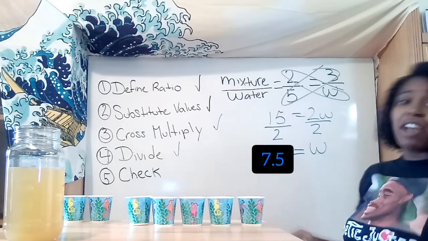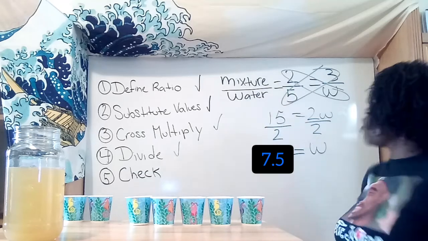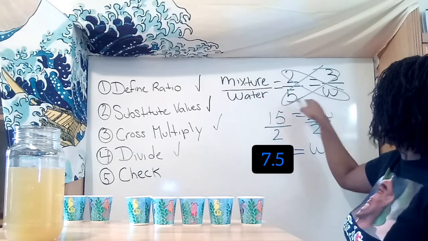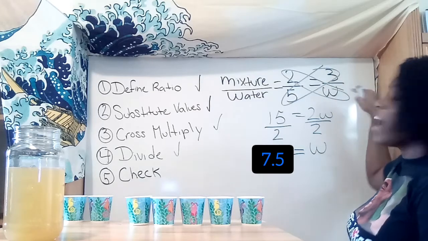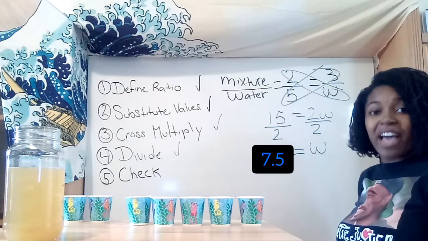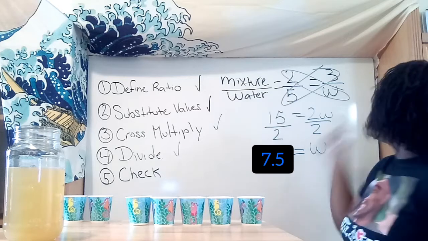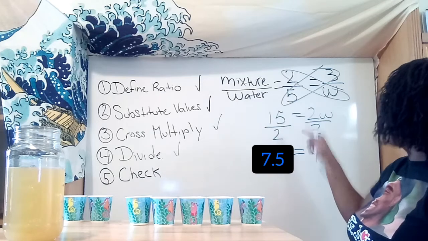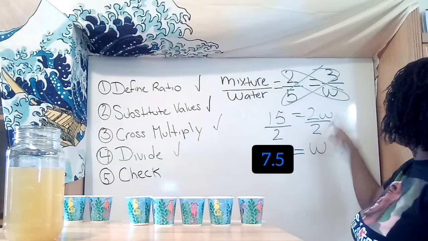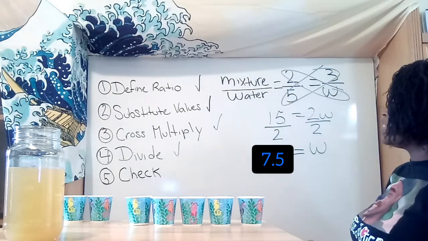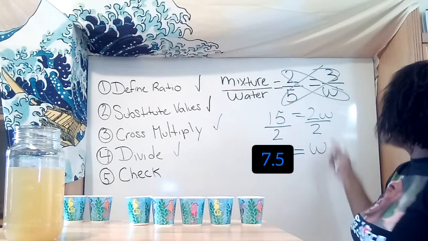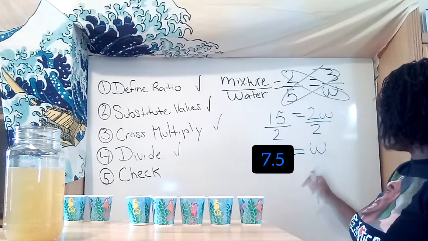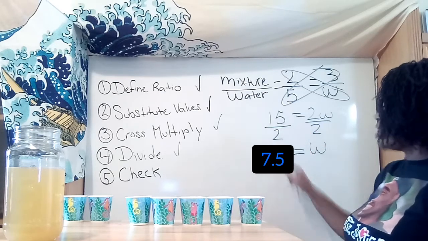So we've defined our ratio. It is mixture to water. So it is 2 parts mixture to 5 parts water. We are solving for, if we have 3 parts mixture, how much water is supposed to be in that glass, right? We substituted in those values. We cross multiplied. 2 times W is 2W. 5 times 3 is 15. We divided to isolate our variable W. 2W divided by 2 is 1W. 15 divided by 2 is 7 and a half.